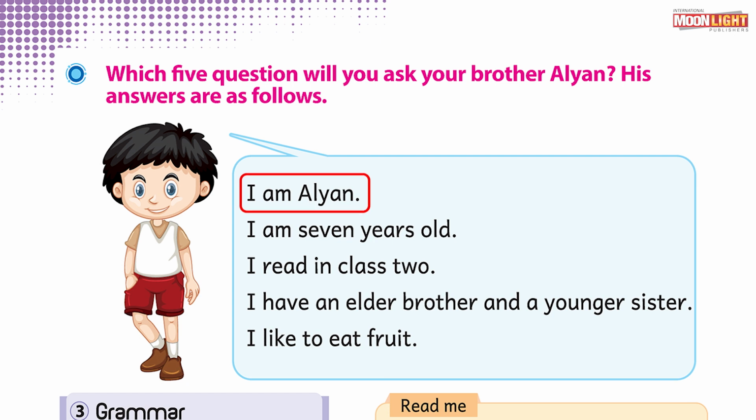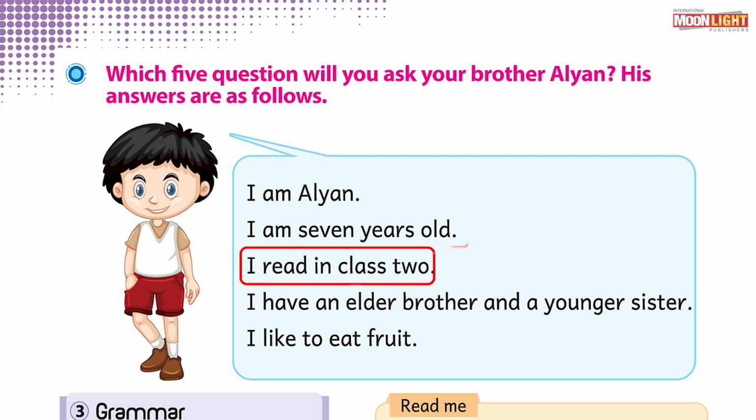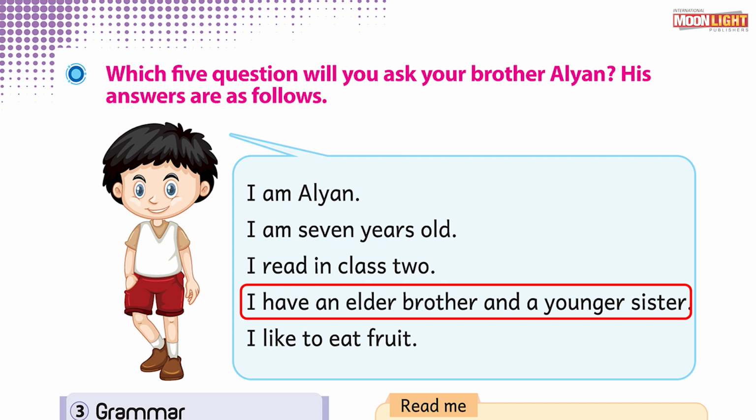The next answer is, I am 7 years old. So when you have to ask about someone's age, what question do you ask? Yes, we say, how old are you? Next sentence is, I read in class 2. So what question are you going to ask for this sentence? In which class do you read? Very good. Let's move to the next sentence and make a question for that sentence.